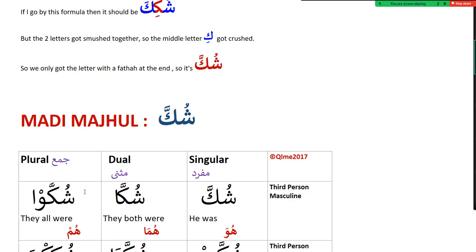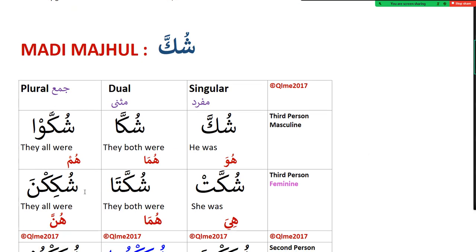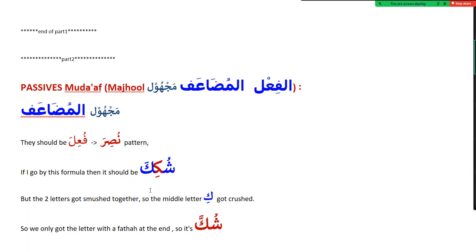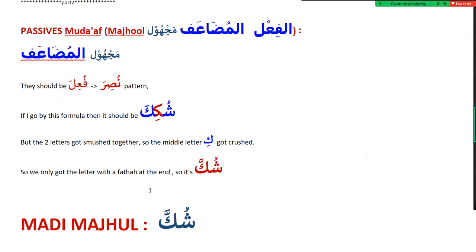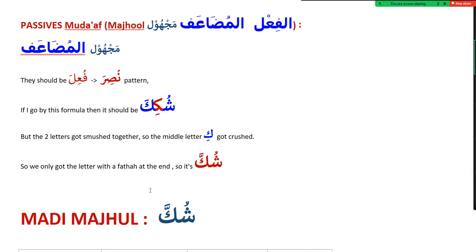Here, the Amar and this Madi Majhul will look the same. But depending on the context, you will understand if it is a Madi Majhul, meaning he was, or an Amar, a command. Also the fi'l amr, anta, is also going to be shukka. So how do you understand if it is a madi majhul shukka or a fi'l amr anta shukka? It depends on the context. You have to look at the translation, then you will understand, inshallah.